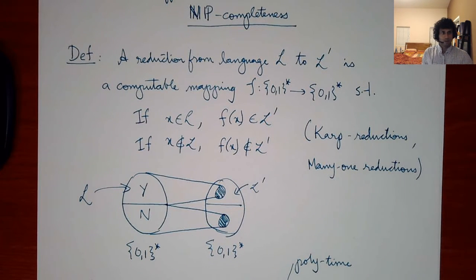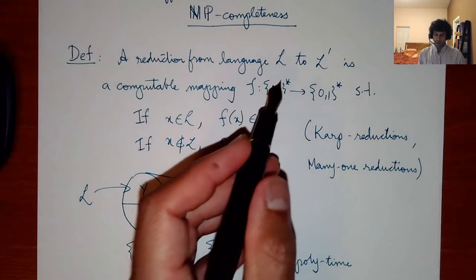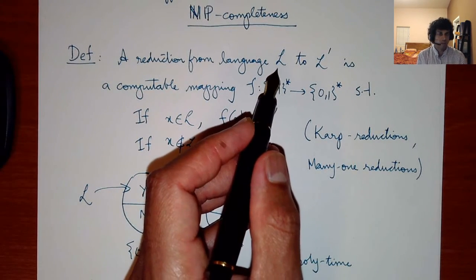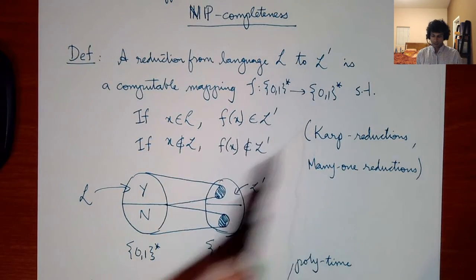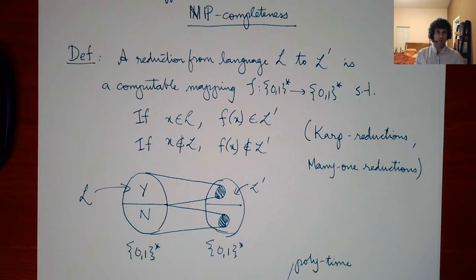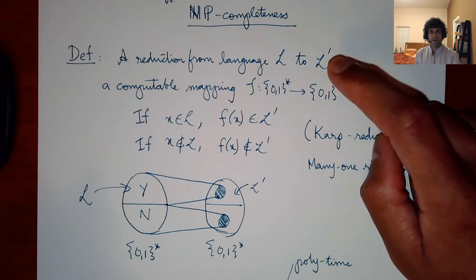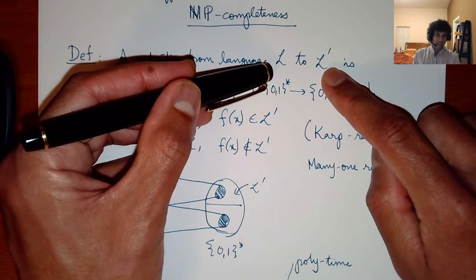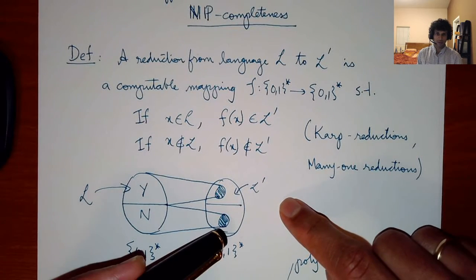I don't want to get into the theory of this, but there is also a notion of a Turing reduction, where instead of having a computable map, you say there exists an algorithm for L that actually invokes an algorithm for L prime. A reduction says if you have an algorithm to decide L prime, a reduction gives you an algorithm to decide L, because you can just apply the mapping reduction.